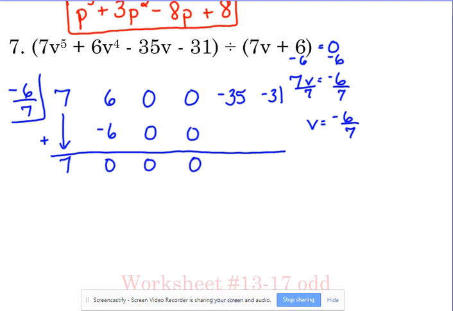We add, we get 0. Whew, almost done with the zeros. Multiply. Add, we finally get a number. Negative 35. Negative 35 times negative 6 over 7. Negative times negative is a positive. 35 divided by 7 is 5. 5 times 6 is 30. Add, we get a remainder of negative 1.